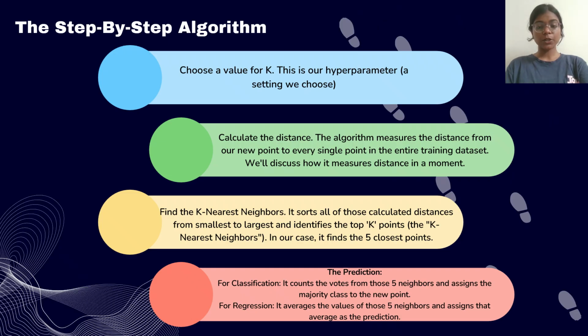Let's formalize this into a clear step-by-step algorithm. First, we choose a value for k. This is our main setting or hyperparameter. Second, when a new point arrives, we calculate the distance from this new point to every single point in our training data. Third, we find the k nearest neighbors by sorting all those distances from smallest to largest and picking the top k. And finally, we make the prediction. As we have discussed, for classification we take a majority vote. For regression, we take the average of the neighbors' values.